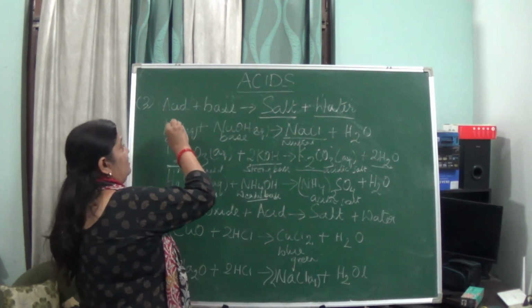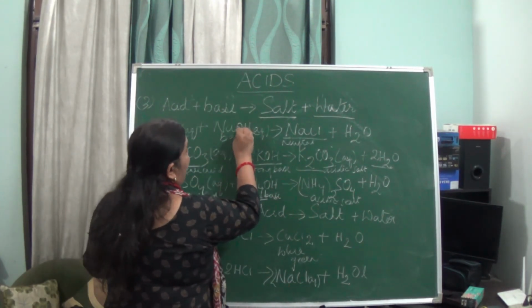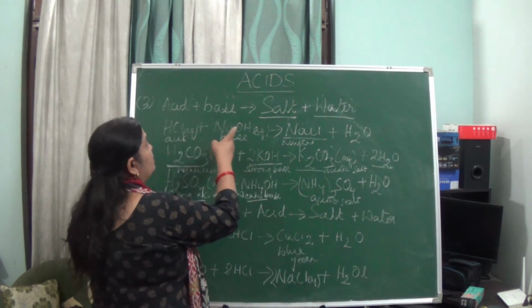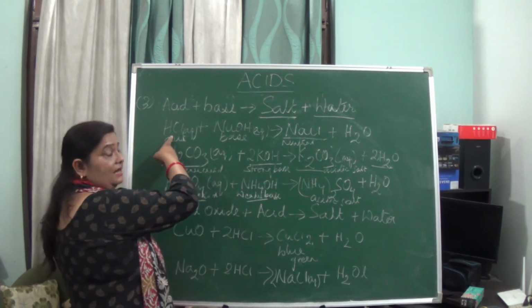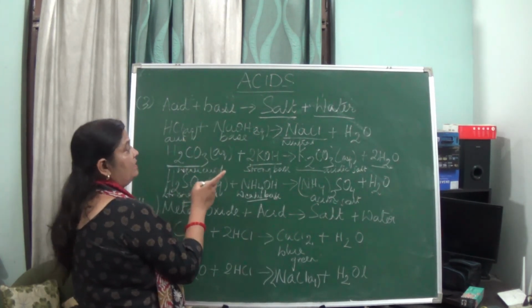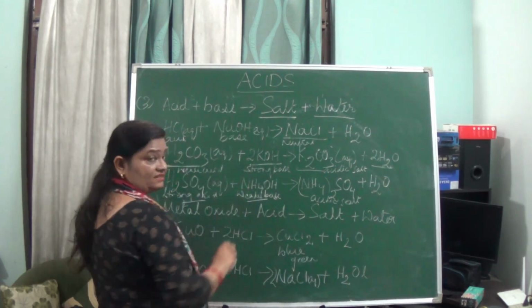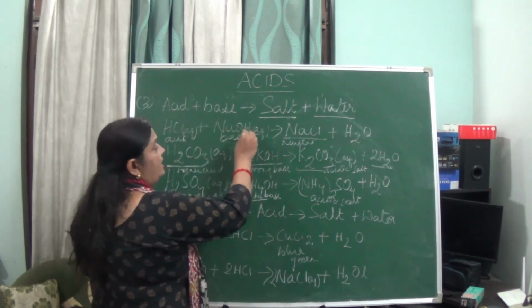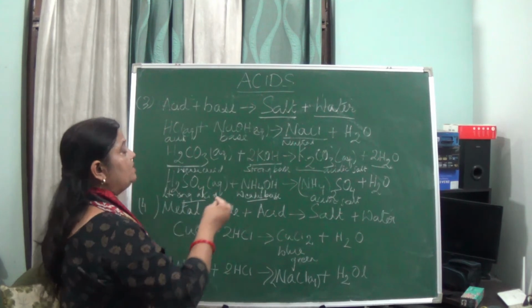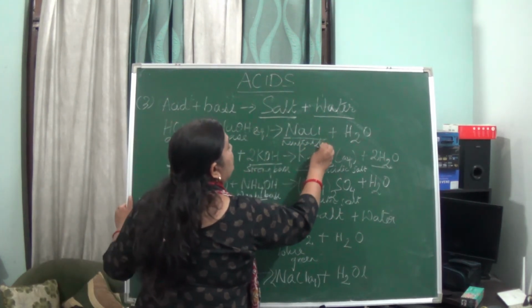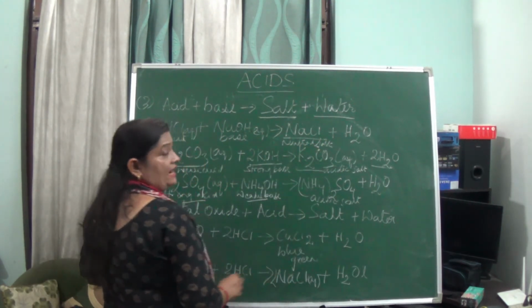For example, if we are taking HCl and NaOH, both are strong in nature. HCl, hydrochloric acid, is a strong acid, and sodium hydroxide is a strong base. Both will react and nullify the effect of each other, and as the result a neutral salt will be formed.